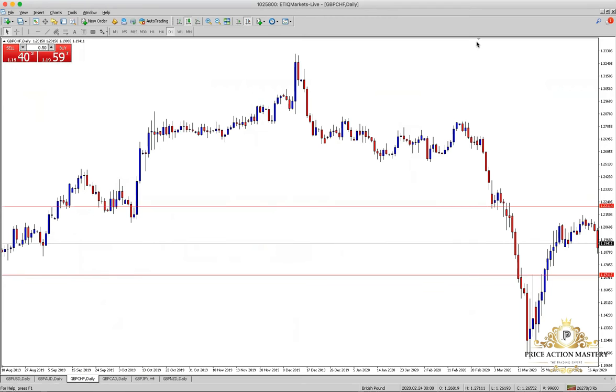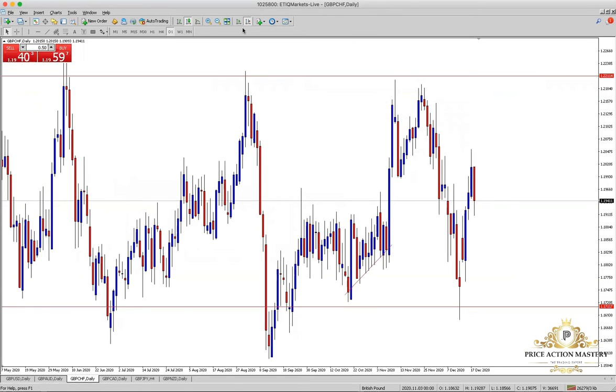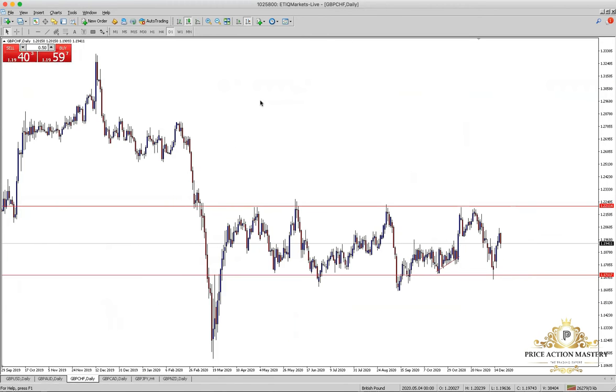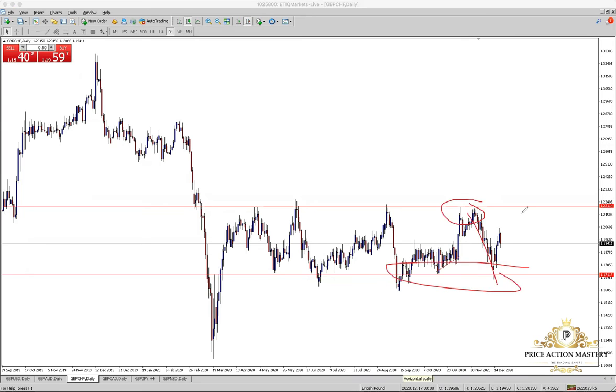Next will be GBP CHF. Okay, range market, very clear. So just look at the top, look for a sell, and look at the bottom and look for a buy. In the middle, try not to do anything because in the middle, your chance is only 50-50. But if you take at the top or take at the bottom, at least you get 60-40 or 70-30 of the probability.